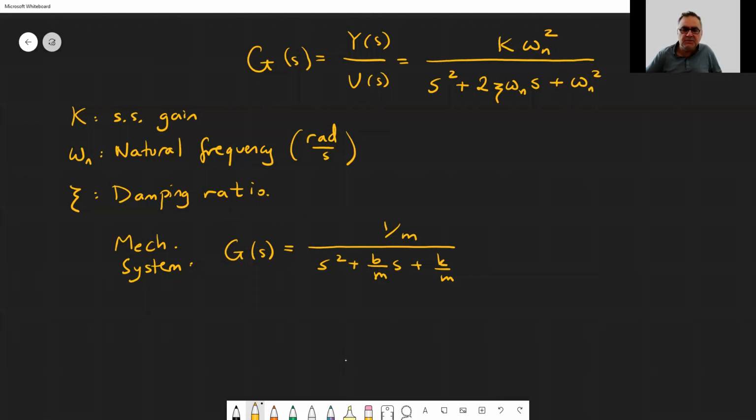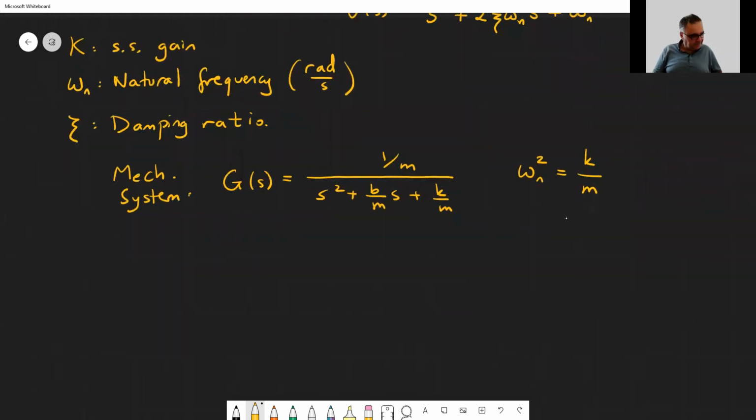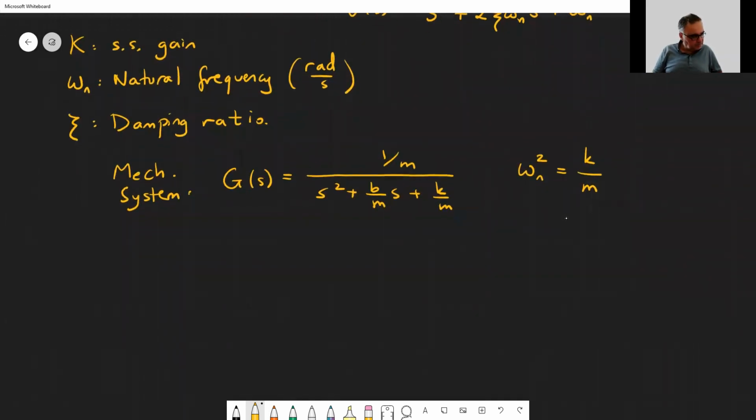Now, compare these two things. We see that obviously K over M has to be omega n squared. So omega n squared is K over M. So we have B over M.